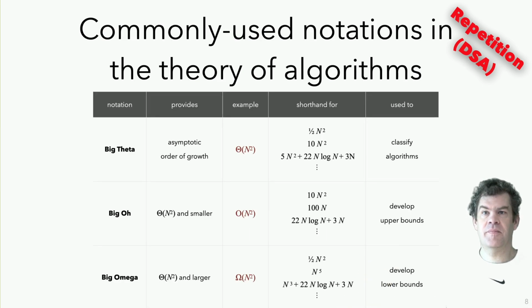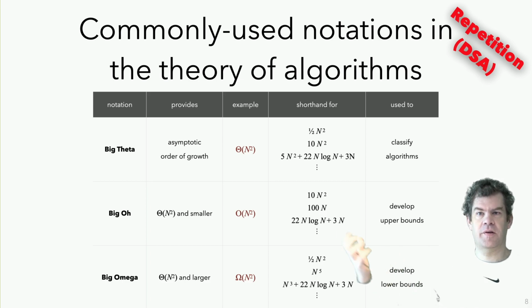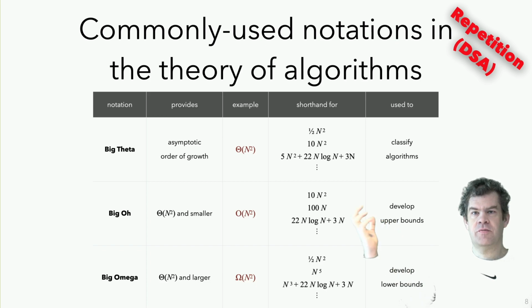And this results in basically three types of functional descriptions, so to say. So there's big theta, big O, and big omega. And this is the slide I really wanted to get to, because the big O notation is something that I'm going to use in this lecture from time to time. And I just wanted to refresh that you know what this is.